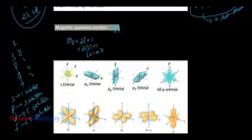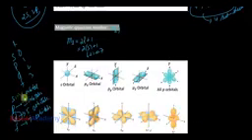And the shape of S orbital is spherical in shape. P has 3 orbitals: Px, Py, Pz. D has 5 orbitals: Dyz, Dxz, Dxy, Dx square minus y square, Dz square. These are the 5 orbitals that you have in D subshell.